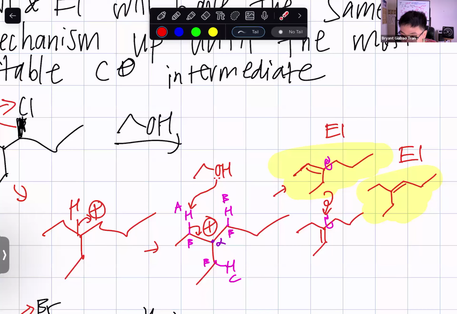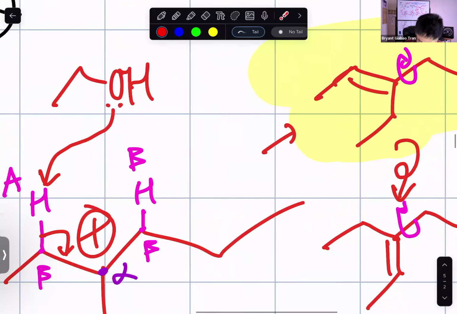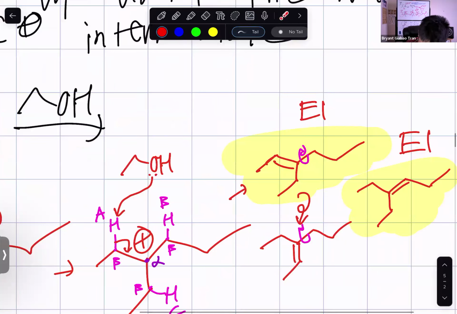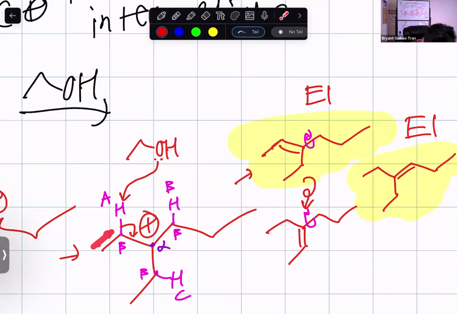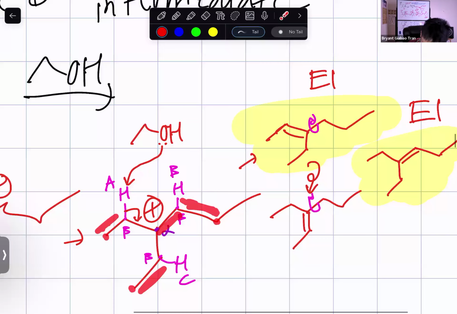How do you figure out where to draw the double bond? The double bond is always going to be between the alpha carbon and the beta carbon, the carbon that had the carbocation and the carbon that you deprotonated. So it could be here, here, or here. We cannot make the double bond here because there's no carbocation here, and not there either. We have to make it between the carbocation and the beta carbon. So it could only be here, here, or here.